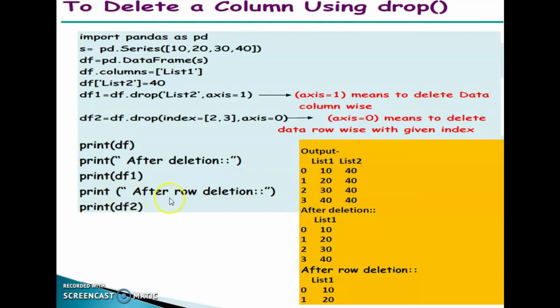Then next one, print after row deletion. Second and third rows will be deleted from this data frame object by using the syntax df2 is equal to df dot drop index is equal to 2, 3, axis is equal to 0. Print df2. We can see the second and third indexes will be deleted from this data frame object. Clear? 0 and 1 index we can see. Clear?